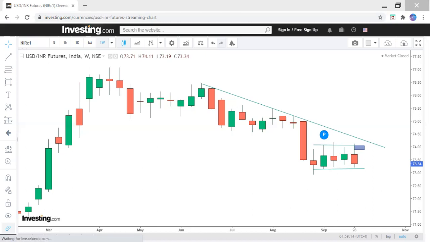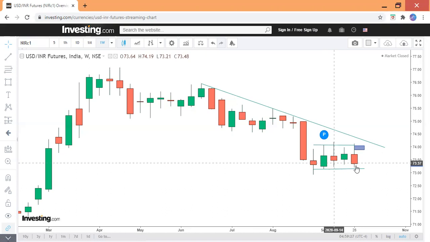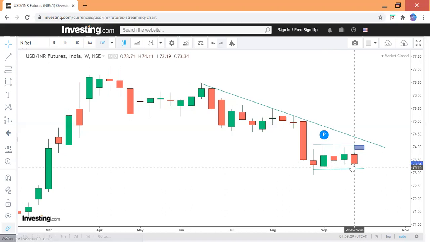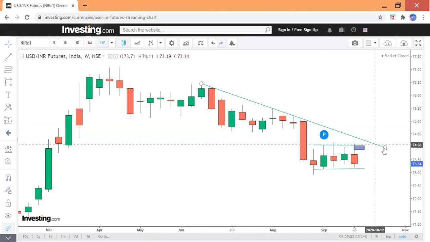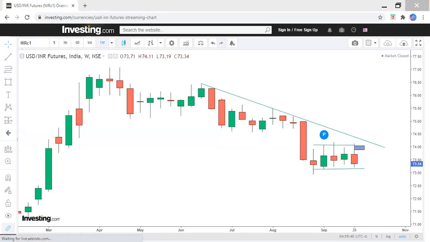But as per the straddle theory, 73 is the support. As per the charting basis, as of now 73 is the support. On the charting basis, 73 is support and 74 is the resistance. The downtrend trend line is also making a resistance on the weekly. So we will see a range bound market with premium erosion in the coming days.